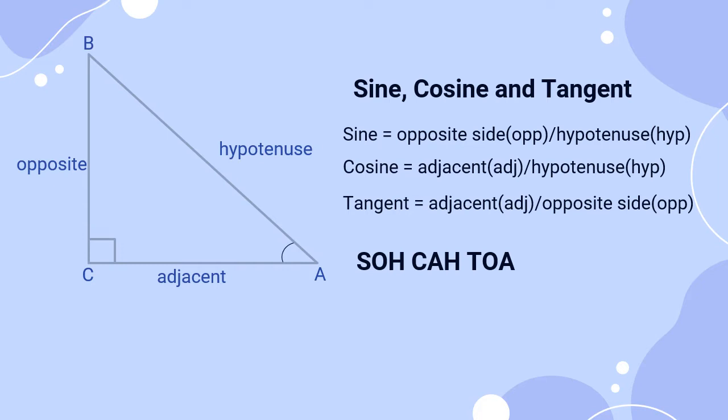SOHCAHTOA. The SOHCAHTOA: sine, opposite, hypotenuse. Formula for sine. Then formula for cosine: adjacent over hypotenuse. In tangent, we have tangent, opposite over adjacent.